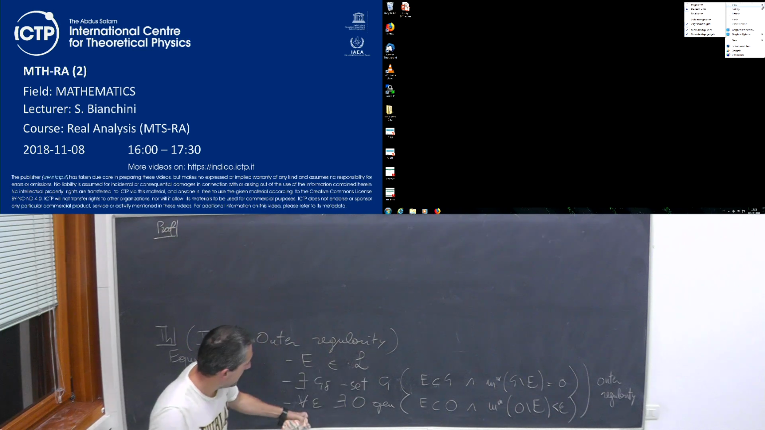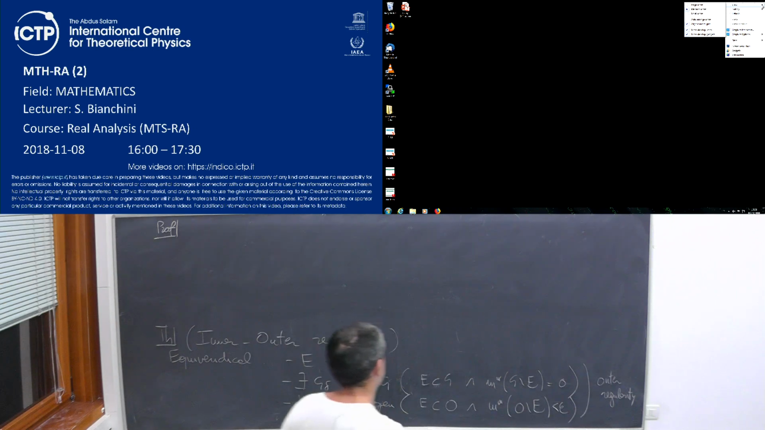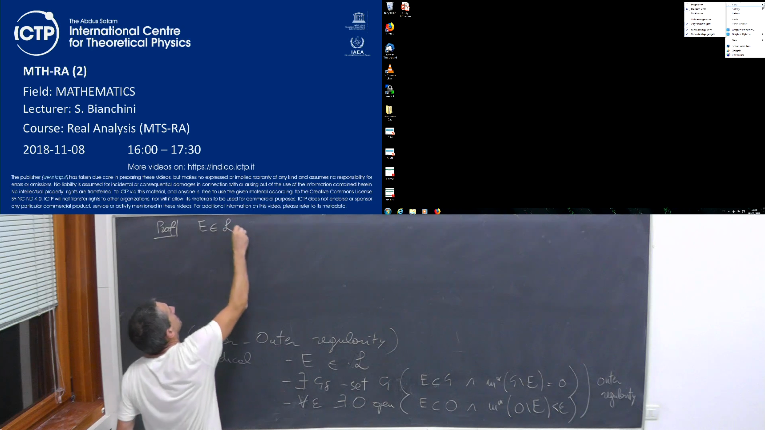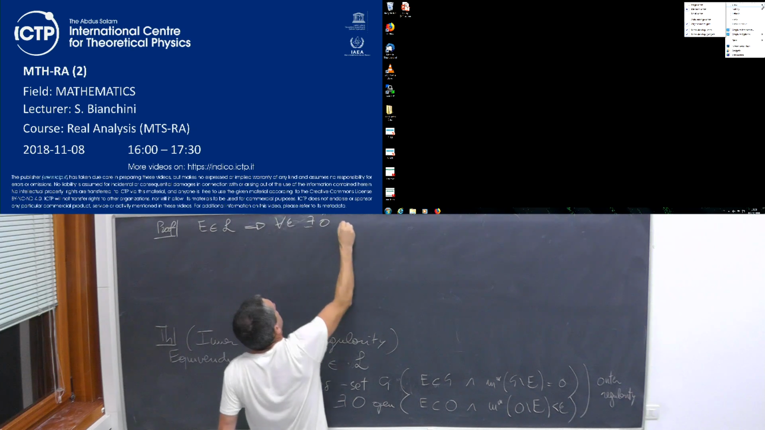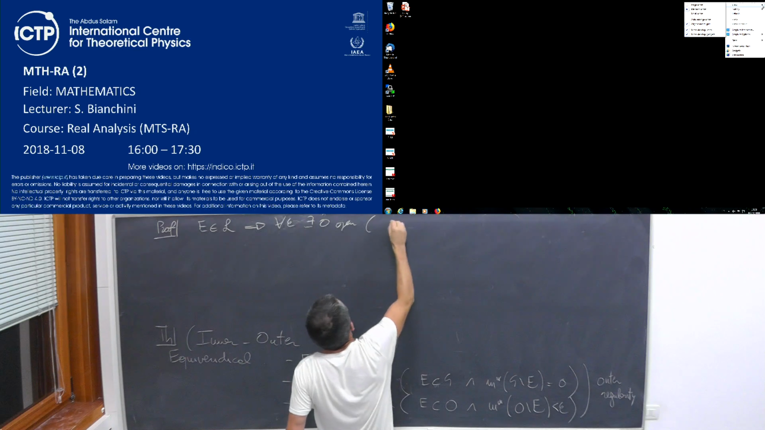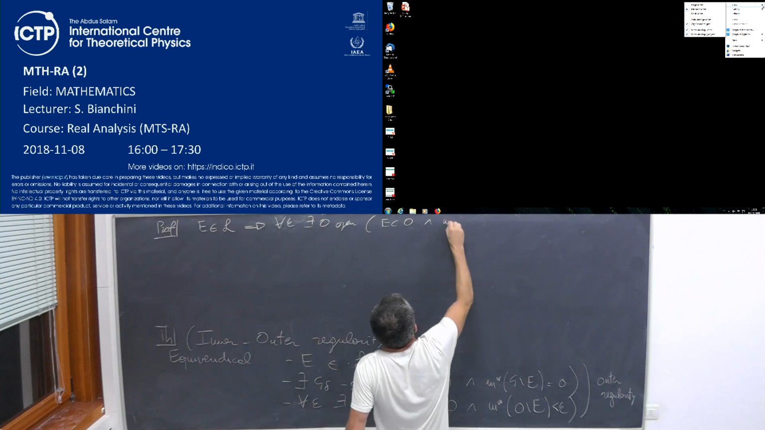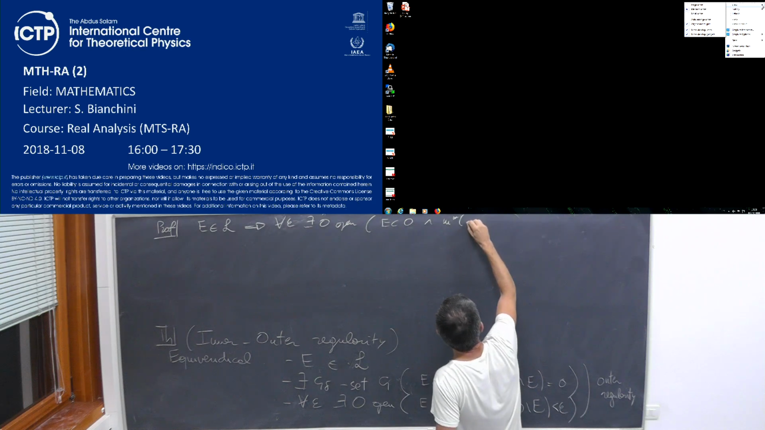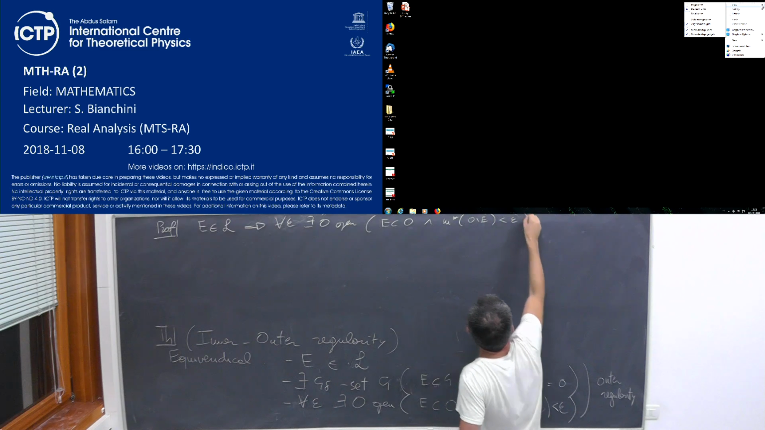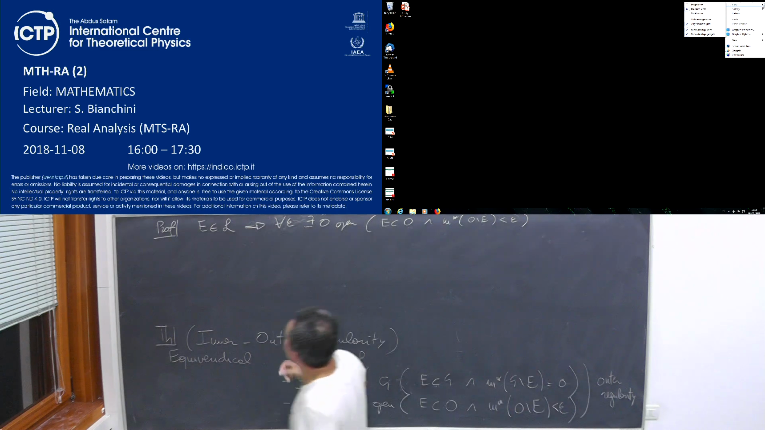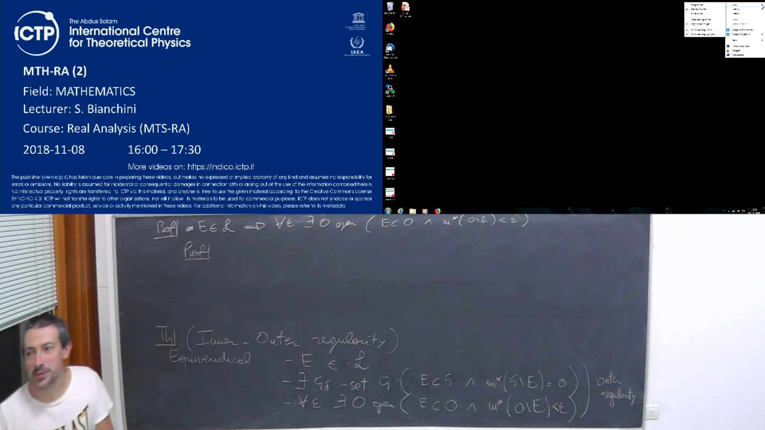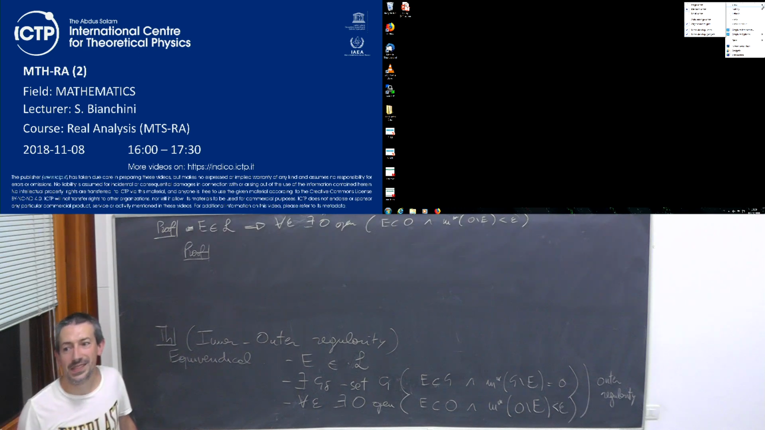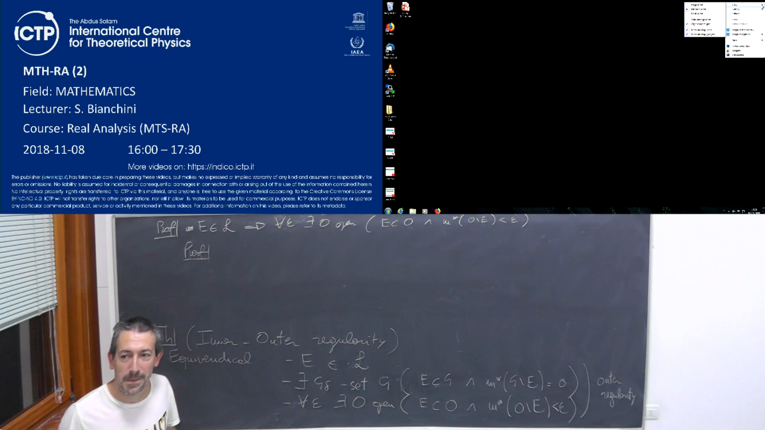So if E is in L, then for all epsilon there exists an open set O such that E is contained in O, and the outer measure of O minus E is less than epsilon. Okay, proof? Up to you. Let's start with the definition of outer measure. We take the union of the covering. Yeah? It would work. It would be an open set, so it would work.